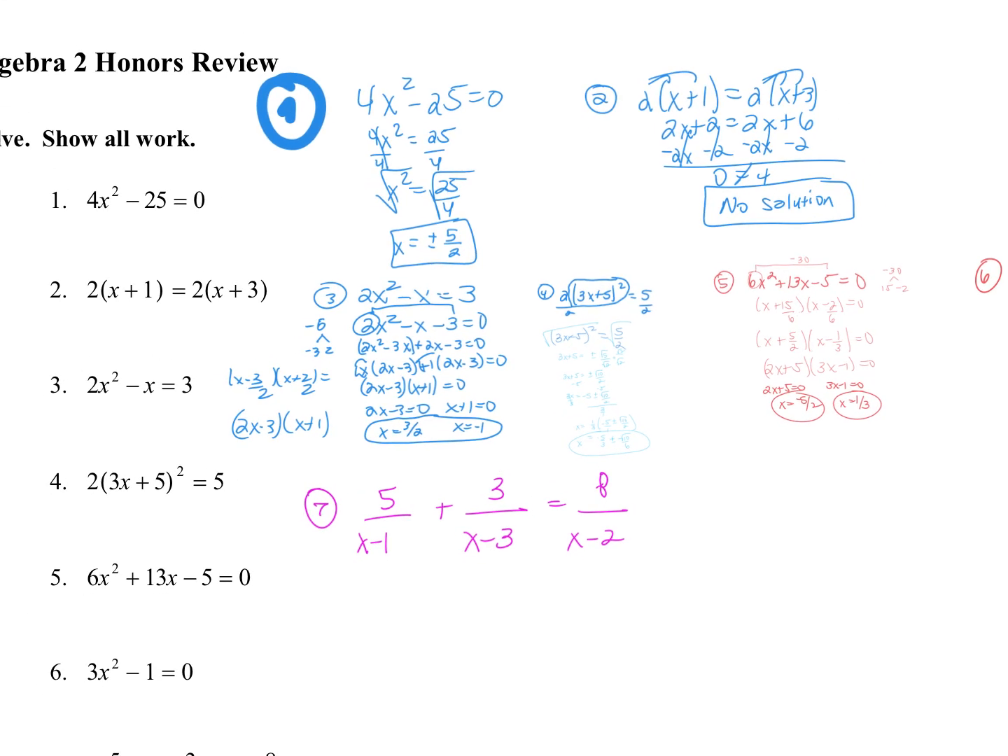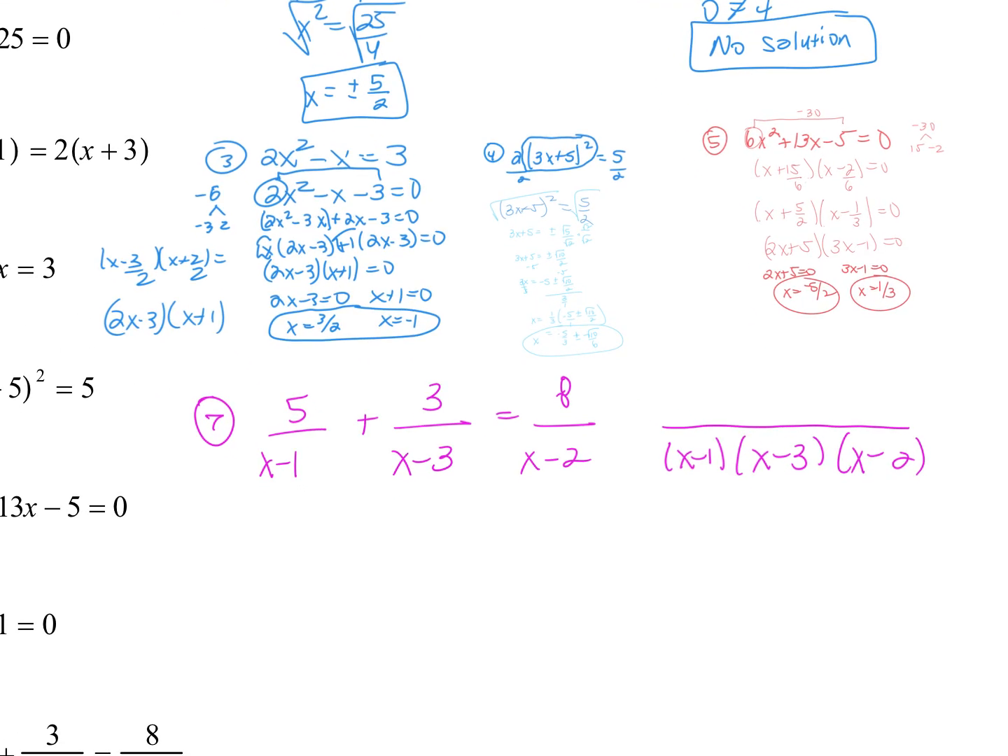My common denominator is going to be all 3 of these together: x minus 1, x minus 3, and x minus 2. So we're going to look at each fraction independently, figure out what each fraction has and what it's missing. My first fraction has the x minus 1. It's missing x minus 3 and x minus 2. My second fraction has x minus 3. It's missing x minus 1 and x minus 2. My third fraction has the x minus 2. It's missing x minus 1 and x minus 3.